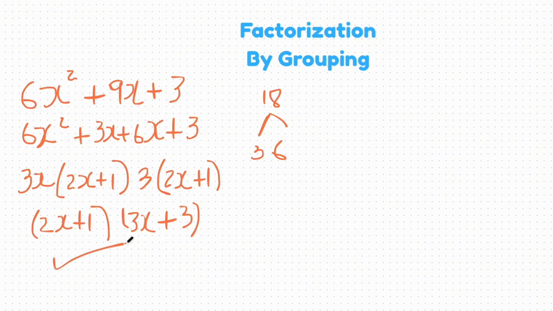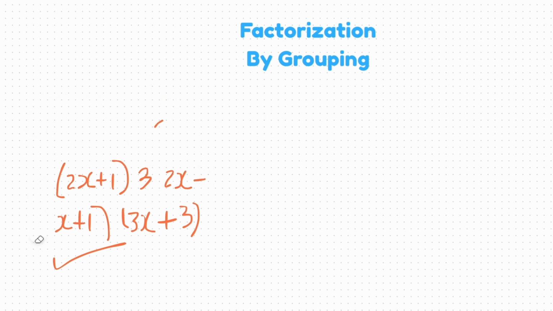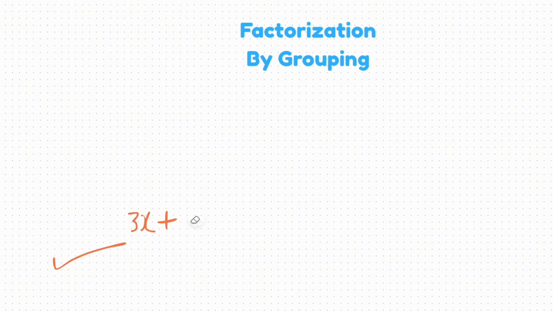Let's try another one. But I want you guys to pause the video, try and work it for yourself, and then you come back to the video to verify if your answer is correct. So x squared minus x minus 12. Pause the video, then you come back.